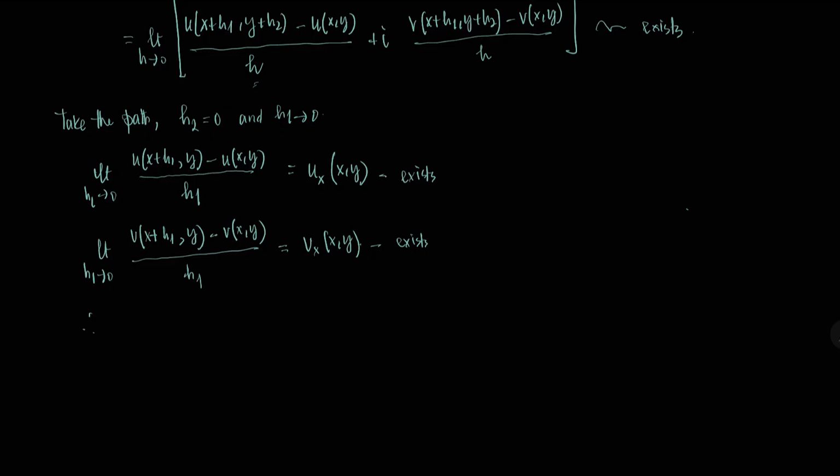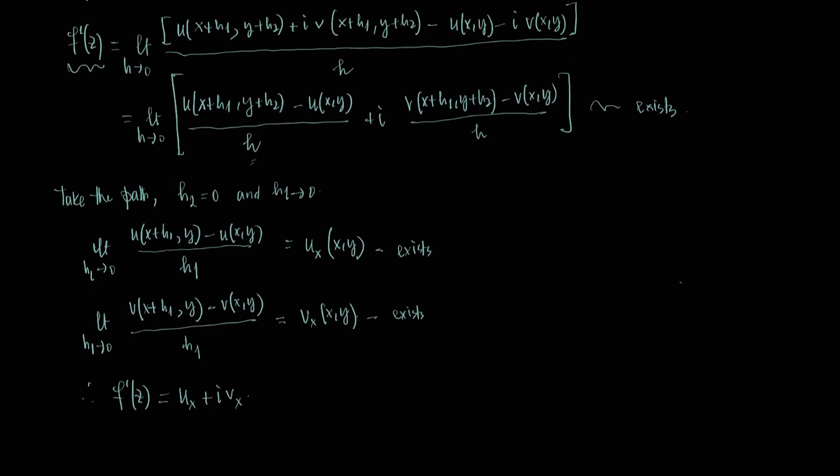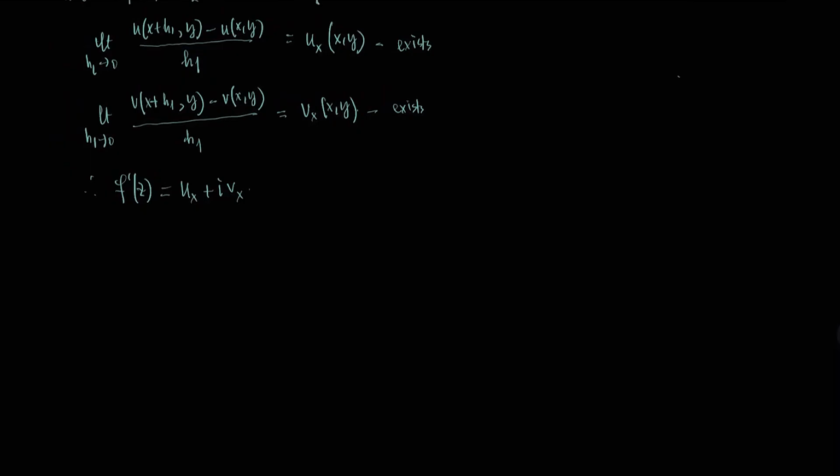So f prime z can be written as ux plus I vx. Yes, this is a very, very important formula. f prime z exists, so if the derivative of f exists, it exists along this path and along that path. So this becomes ux, this becomes vx. So f prime z is nothing but ux plus I vx.